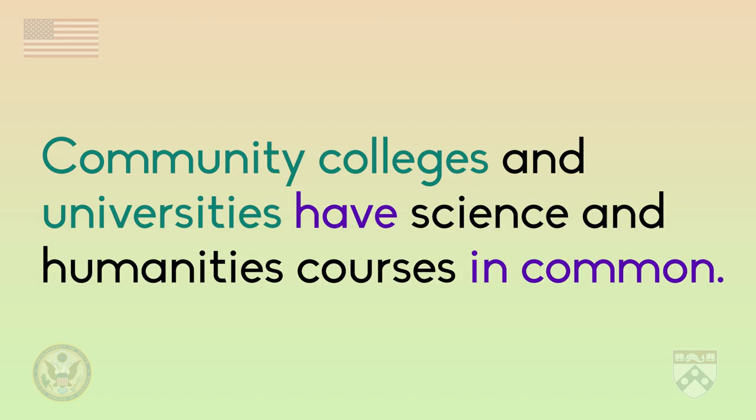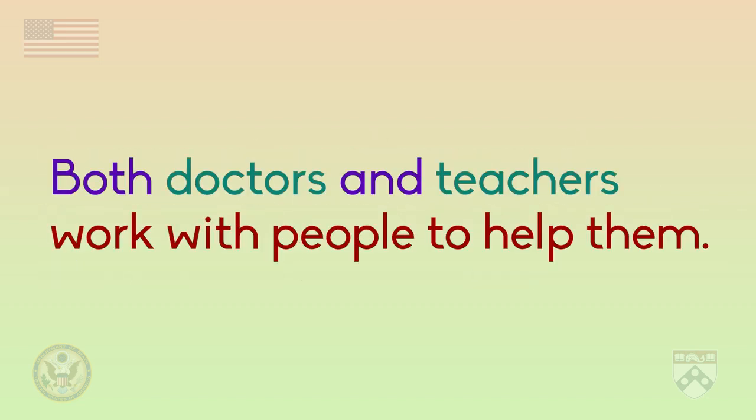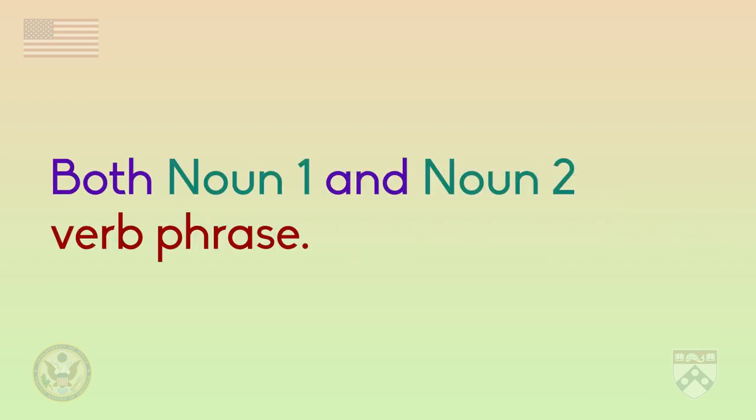Phrase number 3. Both and. Both doctors and teachers work with people to help them. This sentence begins with the word both in purple, followed by the two nouns in green, and the verb phrase for more explanation. The verb phrase is very important because it explains how the two things are similar.